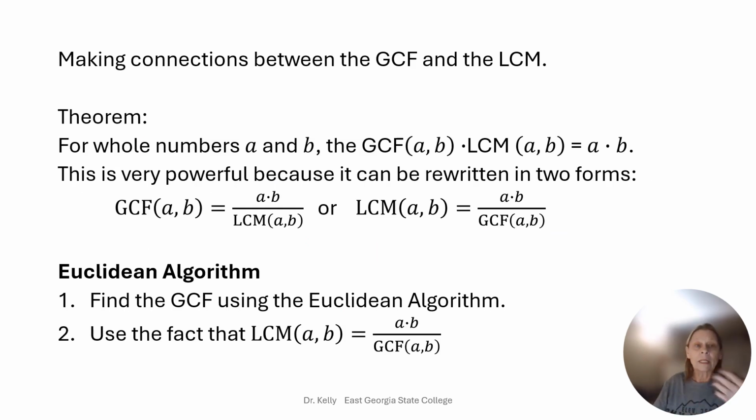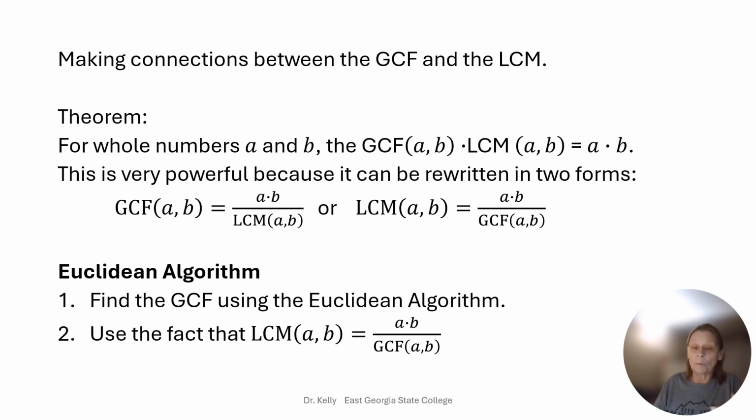Okay, let's make the connection between the greatest common factor and the least common multiple. There's a theorem, of course. For whole numbers a and b, the greatest common factor of a and b times the least common multiple of a and b is actually equal to a times b. Remember, the greatest common factor is going to just give you a value. The least common multiple is going to just give you a value. These two values multiplied are equal to a times b.